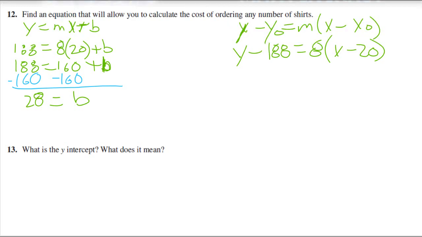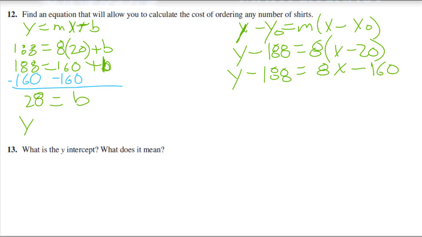28 is equal to b. If I go back over to the left-hand side, the first thing I'm going to do is distribute the 8 into the parentheses. So I will have 8x minus 8 times 20 is 160. And that is still equal to y minus 188. Okay. On the left-hand side, having figured out my b, I can now go back.